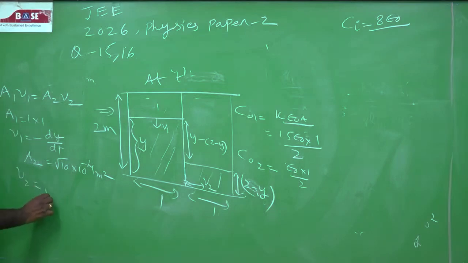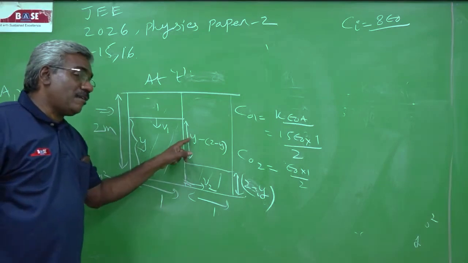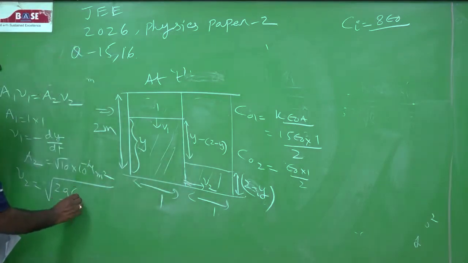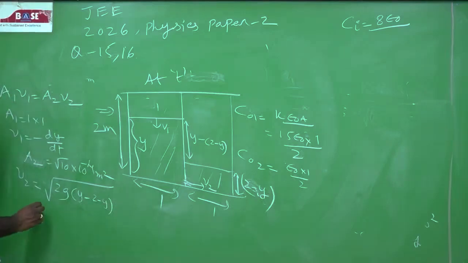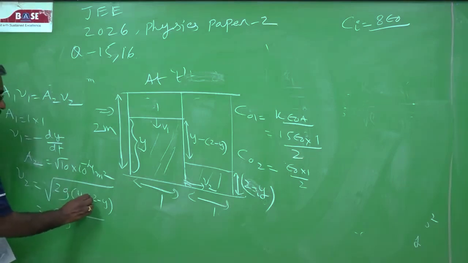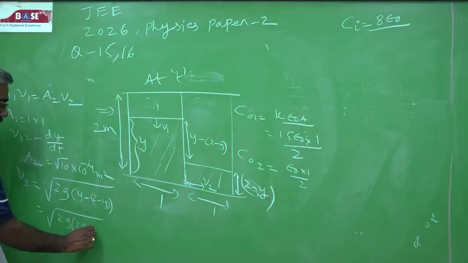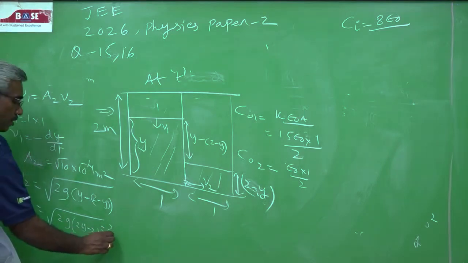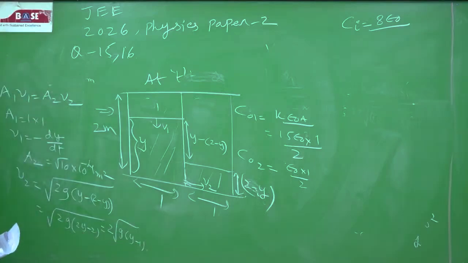And the velocity of efflux is under root of 2g y, the general formula. But here it is not y, it is y minus of 2 minus y. So under root of 2g into y minus of 2 minus y. So this will become under root of 2g into 2y minus 2. So taking 2 into 2 as a common factor, root 4 is 2, so 2 into root g into y minus 1. Y is a variable, so that you have to substitute here.